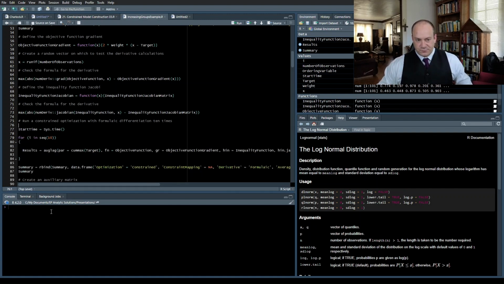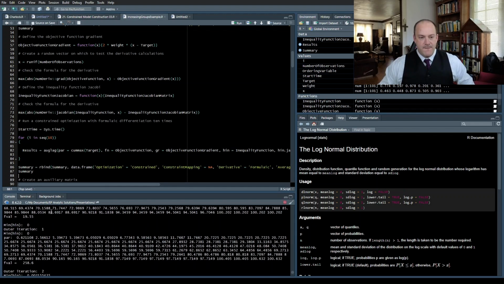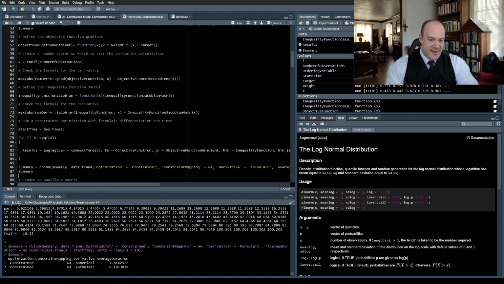We're feeling pretty good about that now, because what we've done analytically coheres with what comes back numerically. And so now we're going to run the exact same constrained optimization, but now we have provided the function performing the constrained optimization with formulaic derivatives, gradients, and Jacobians. So now let's let this run and see what comes out of it. So there it goes.